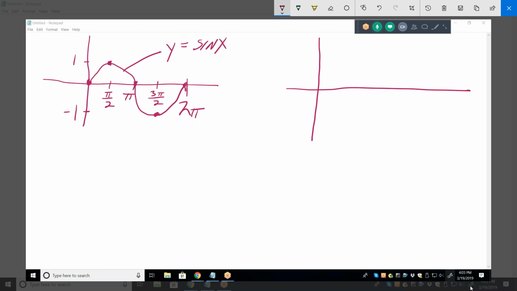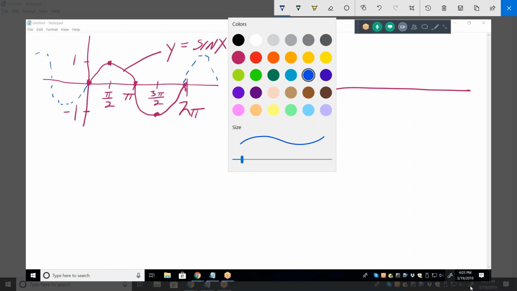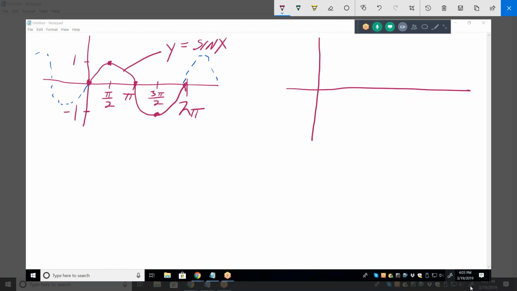Now, incidentally, before I move to cosine, this does go on. In other words, I only drew 1 period of it. It goes on forever, to negative infinity and positive infinity. The period is where the function gets back to its starting place. In other words, it's where it starts repeating.